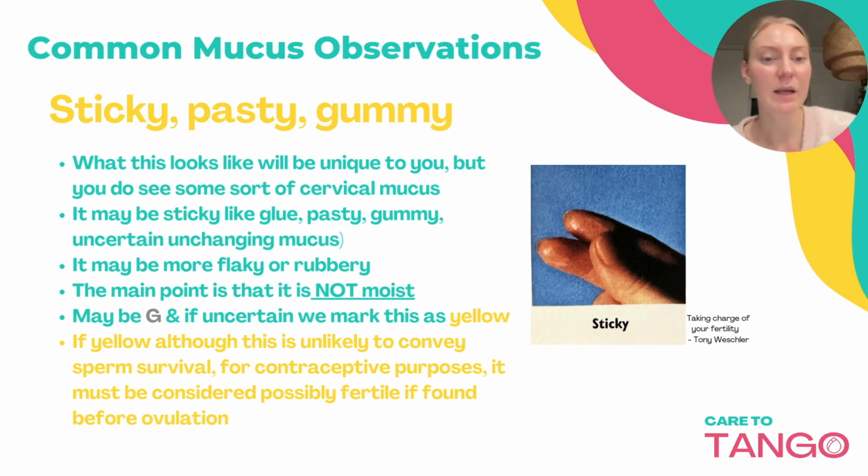If you see that sticky, pasty, or gummy mucus, what this looks like is going to be very unique to you, but you do see some sort of cervical mucus that you are uncertain about. So it might be sticky like glue, pasty, or gummy, or just that unchanging mucus. Day to day, you keep getting whatever this mucus is, you're unsure. Maybe it's very white like cottage cheese, maybe it's yellow, that would be indicative of a possible infection, so you're going to want to write that down. It could be flaky or rubbery. And the main point is that it's not moist.